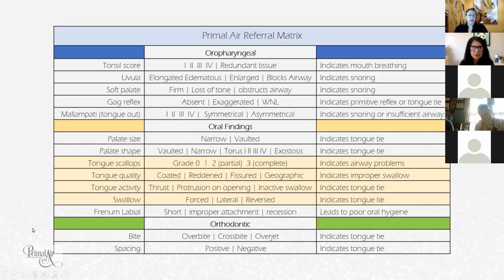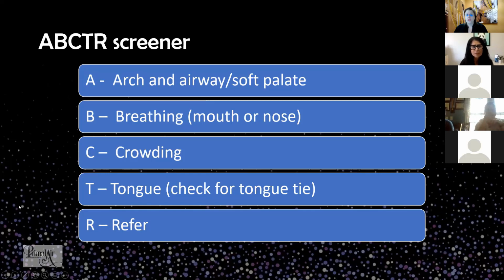And then there's an even smaller one that I attached with today's email that Suzanne had put together. She also has this going, which is pretty cool. I just put this together off the top of my head, trying to figure out, okay, what's a super quick screening for dental hygienists or dentists to do? A, B, C, T, R.